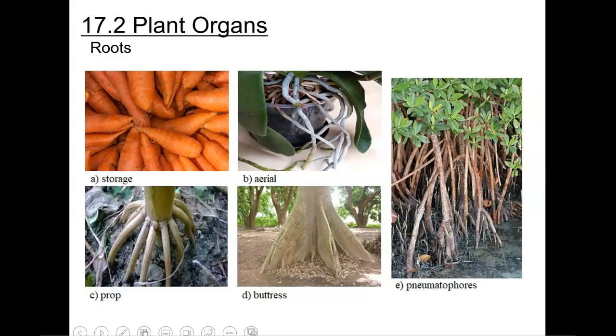And here's your example of different storages. So you see that carrot there. That's going to be a main root that's going to come in and store those carbohydrates. The aerial roots are going to be above ground. You've got your prop root, like what you would find in corn. You've got your buttress, and then you've got your pneumatophores, which you're going to find in your mangrove trees.